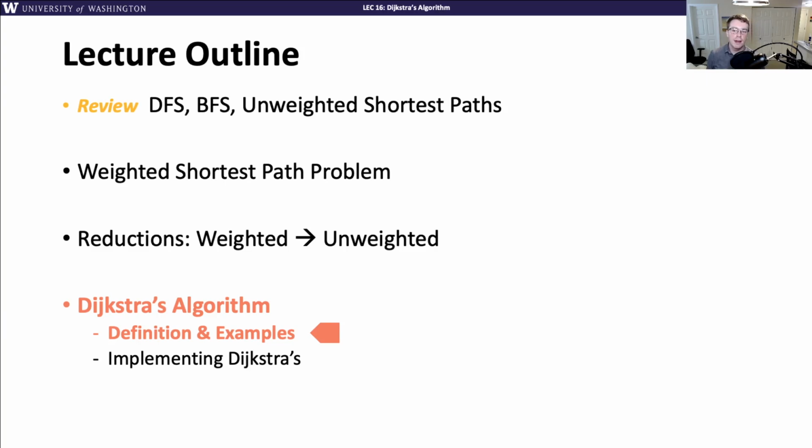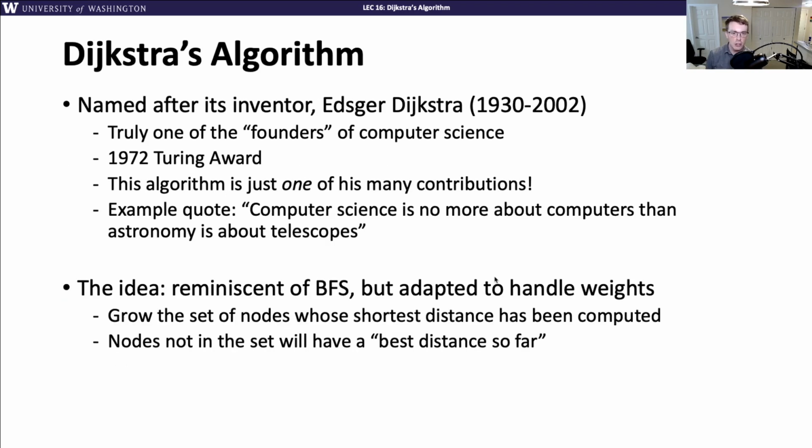So now that we showed that using reductions won't quite work here, let's go ahead and try to introduce a new algorithm to approach the shortest path problem when we have these weights. The algorithm we're going to introduce is called Dijkstra's algorithm. So let's start by talking a little bit about its inventor, Edgar Dijkstra.